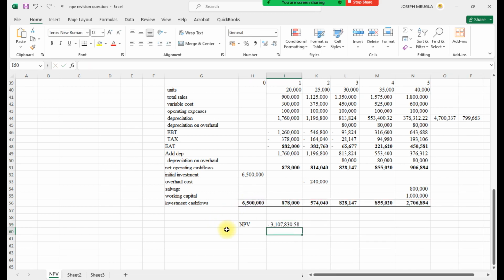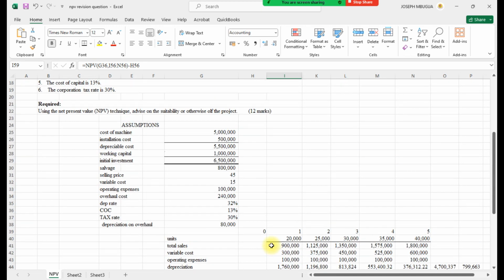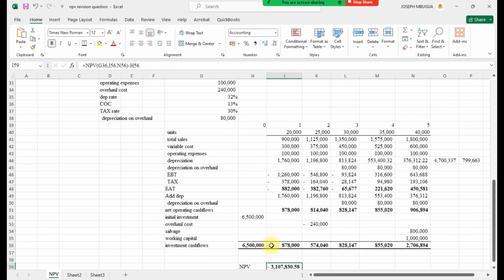That way, altogether the project has an NPV of negative 3,107,830. To determine using NPV, advise on the suitability or otherwise of the project.